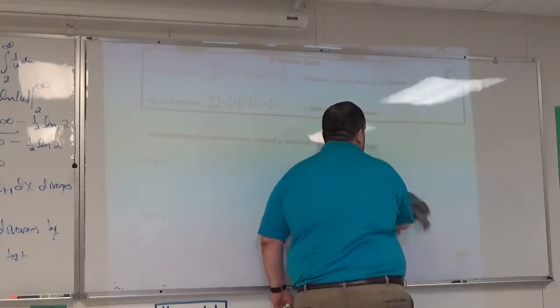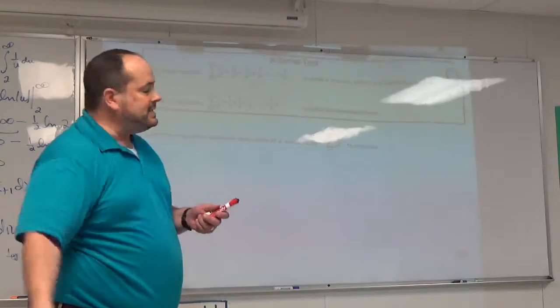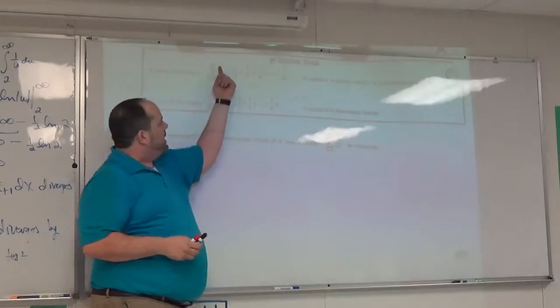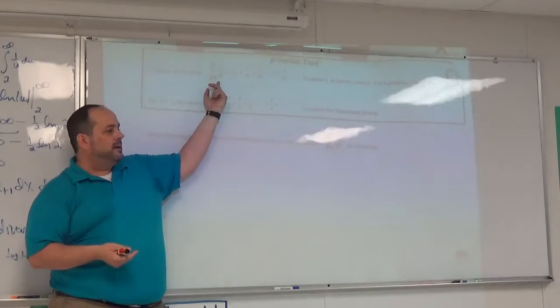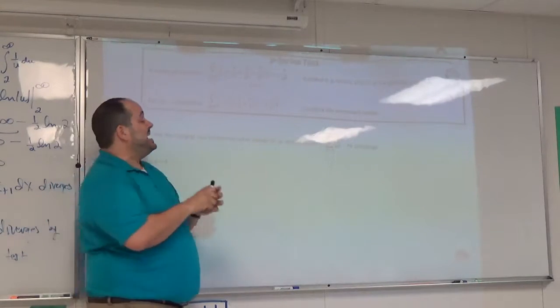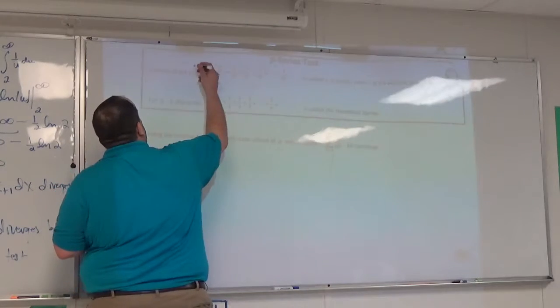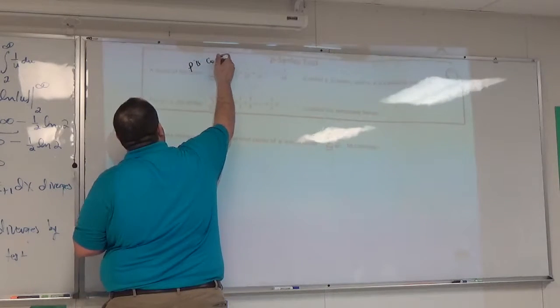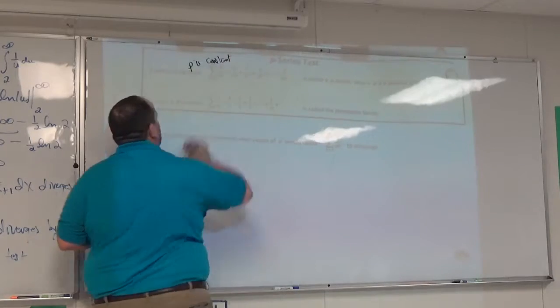First of all, our definition of a P-series is a series that is expressed this way: 1 over n to the p power. Your term number is getting raised to the p power. The p is constant.